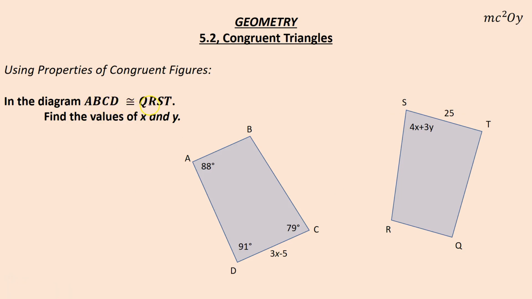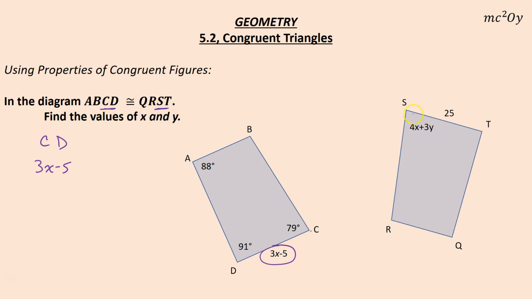Now using that, especially the order piece, I'm going to look at this diagram. ABCD is congruent to QRST, and notice A corresponds to Q, B to R, C to S, D to T. So I'm going to use that to find the values of X and Y. First I need to find X. There's X and Y. Well, I'm going to take this, 3X minus 5, and that represents side CD. So let me write CD, which is 3X minus 5. And I know that CD is congruent to ST, because that's the order in which they're given.